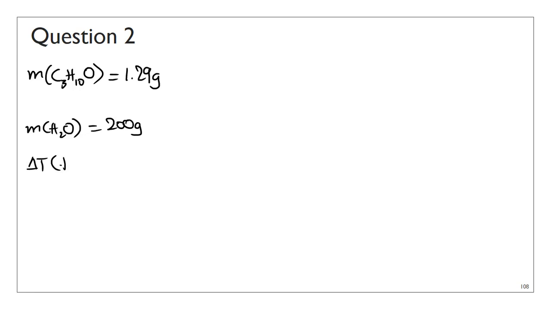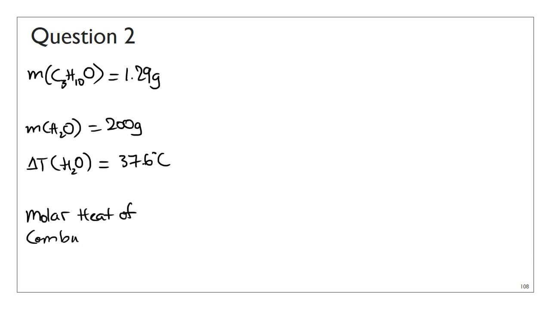So the mass of propan-2-ol, C3H10O, is 1.29 grams. The mass of water that was used is 200 grams. And the change in temperature of water is 37.6 degrees Celsius. So you need to determine the molar heat of combustion of the fuel, in kilojoules per mole. So very specific unit here. You cannot leave your answer in any other unit if you want to get full marks.